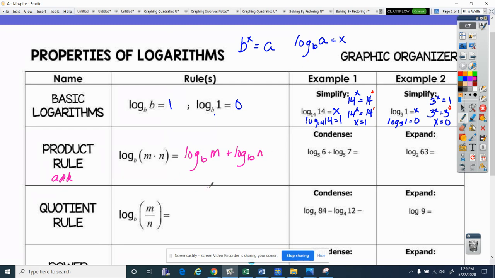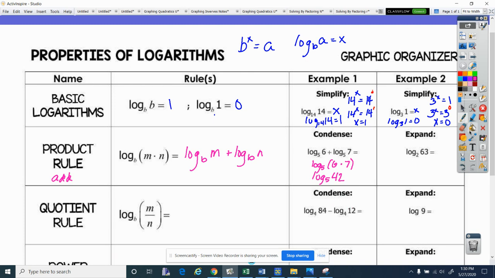And now let's condense and expand. And condensing, I have 2 logs here of the same base, log base 5 of 6 plus log base 5 of 7. So I have 2 logs of the same base. So what I'm going to do is I'm going to make it 1 log base 5 of 6 times 7, and that just becomes log base 5 of 42. I'm not going to solve this here because it's not asking me to. Okay, I'm not solving an exponential equation. I'm just condensing this. It doesn't say evaluate. It doesn't say any of that.